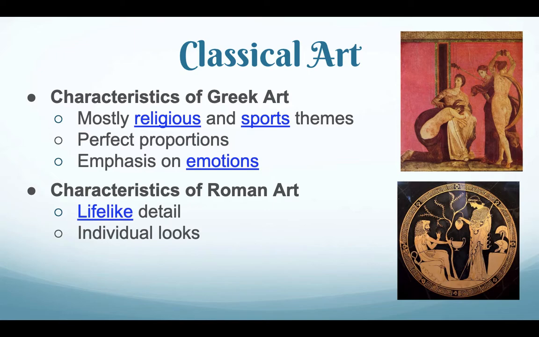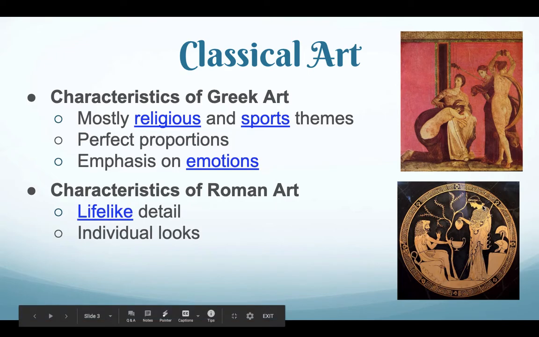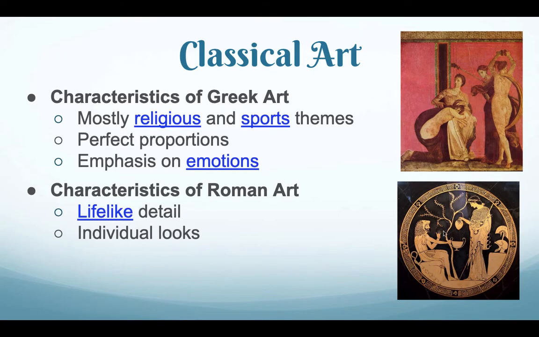As far as characteristics of Roman art, you see a lot of lifelike detail and individual look. What that means is that all the faces are different, so they look like different people. Like this one down here, you can see is two different people. And this one right here, the faces kind of look the same. So this is Greek, this one is Roman.